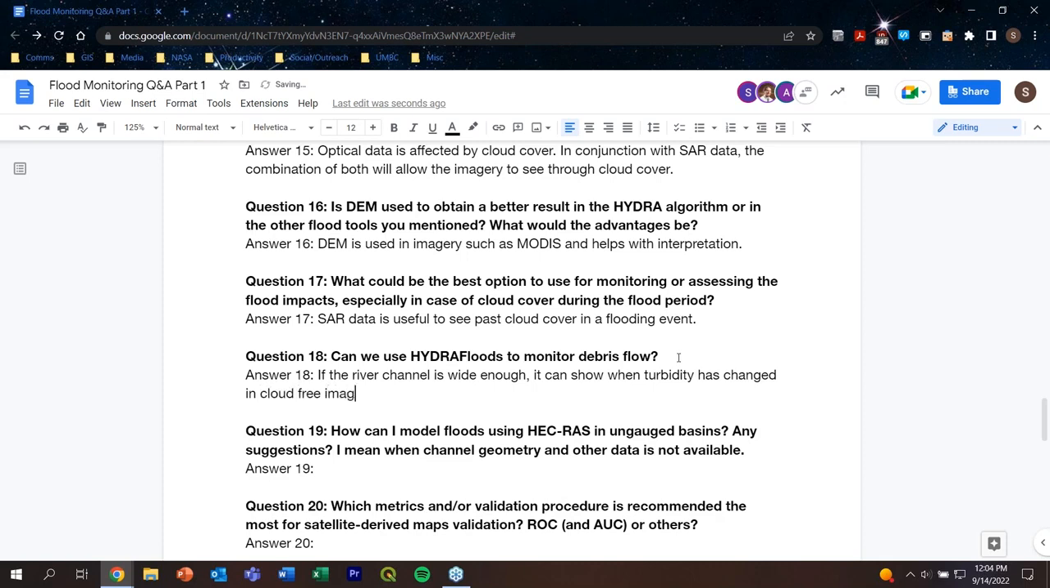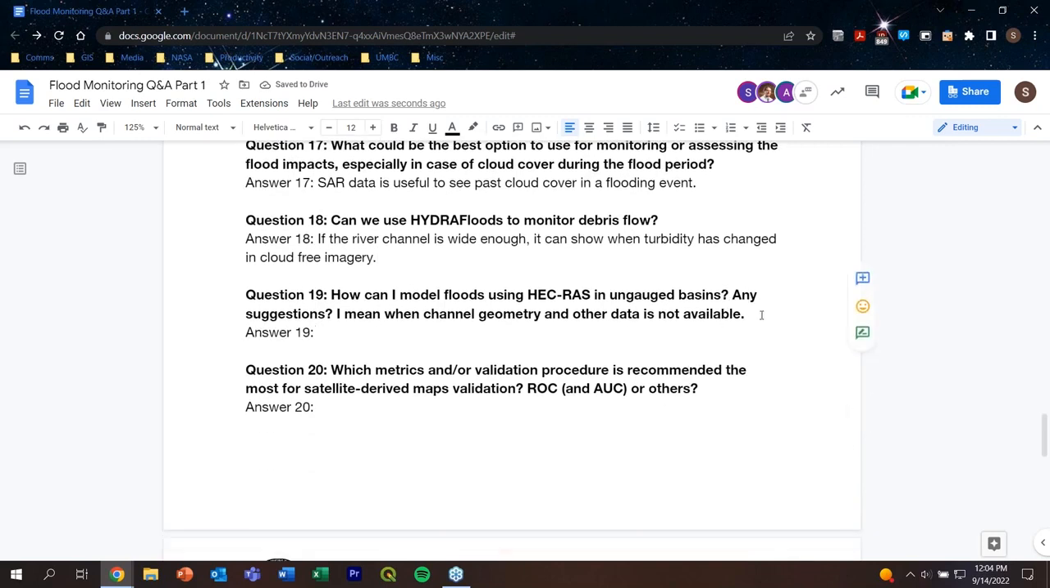Question 19. How can I model floods using HEC-RAS in ungauged basins? Any suggestions? I mean, when channel geometry and other data are not available. So that is a good question, and I will get back to you. I will provide that answer on our website, because I know that for ungauged basins, SWOT has some solution. HEC-RAS, I'm not sure. If you don't have hydraulic information available, I'm not sure how HEC-RAS works. So we need to check that.